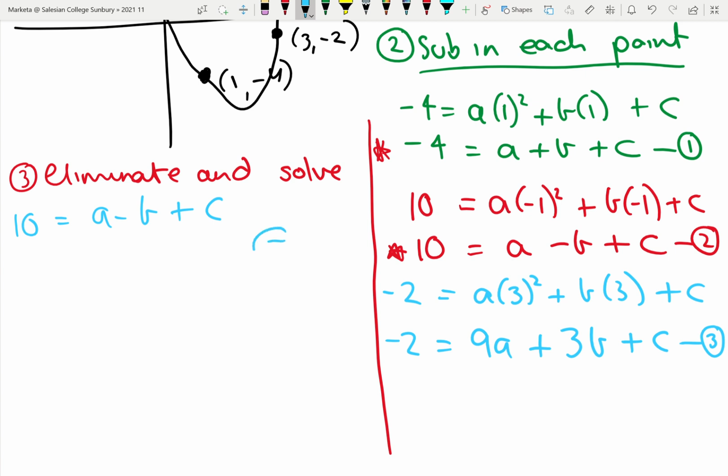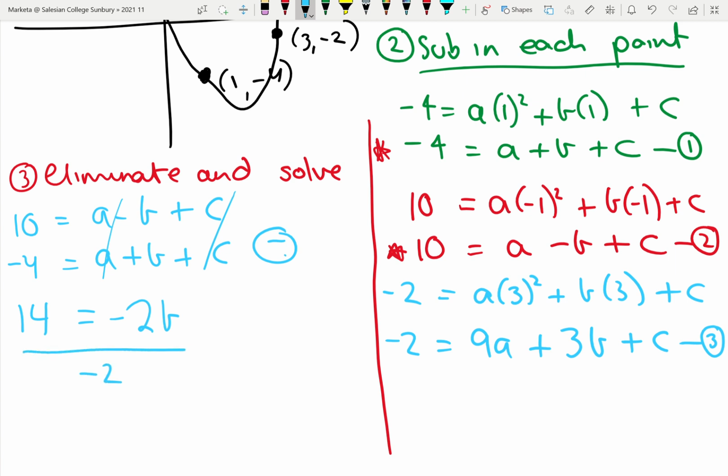So I'm going to subtract -4 equals a plus b plus c. And I've chosen these two because I can see I can eliminate 2 of the variables here. So that'll be quite nice. 10 take away -4, that's a double negative, so it's positive, equals 14. A minus a is 0. -b minus b is -2b. And c minus c will be 0. So I'm left with -2b equals 14. And then I can divide by -2 on both sides, giving me b equals -7.